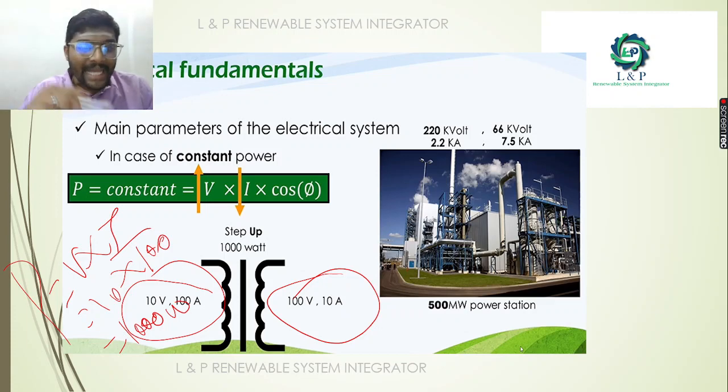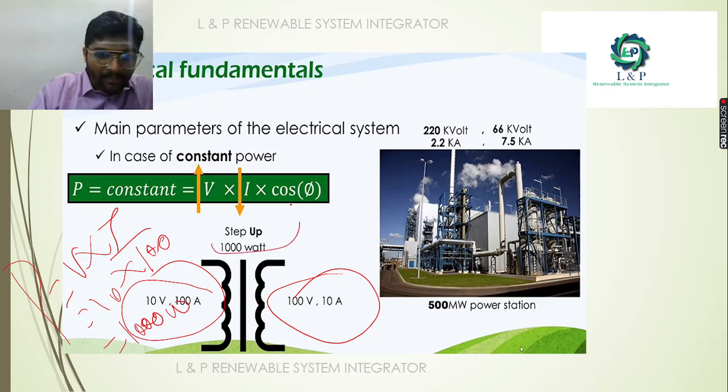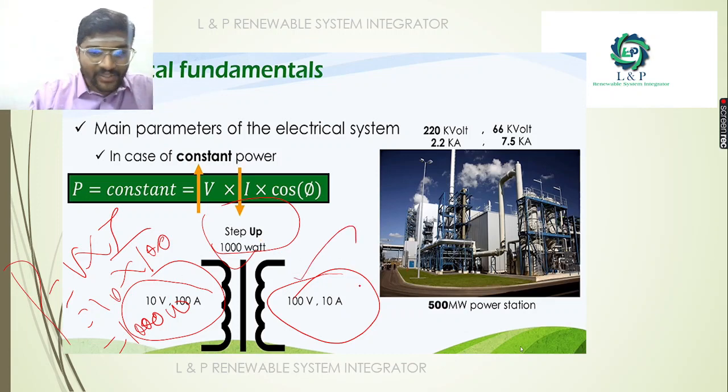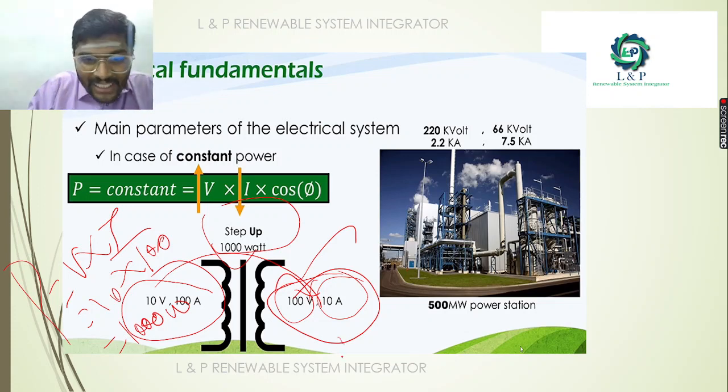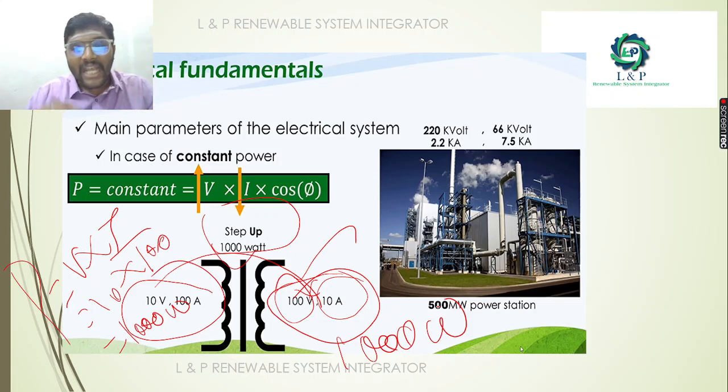So what is happening here when we step up? The voltage is stepping up and the current is getting reduced. See here, just as an example, 10 volts is converted into 100 volts, and a 100 amps load current is getting converted into 10 amps, so that the power remains the same. The only thing is that a change is happening in the voltage and in the current.